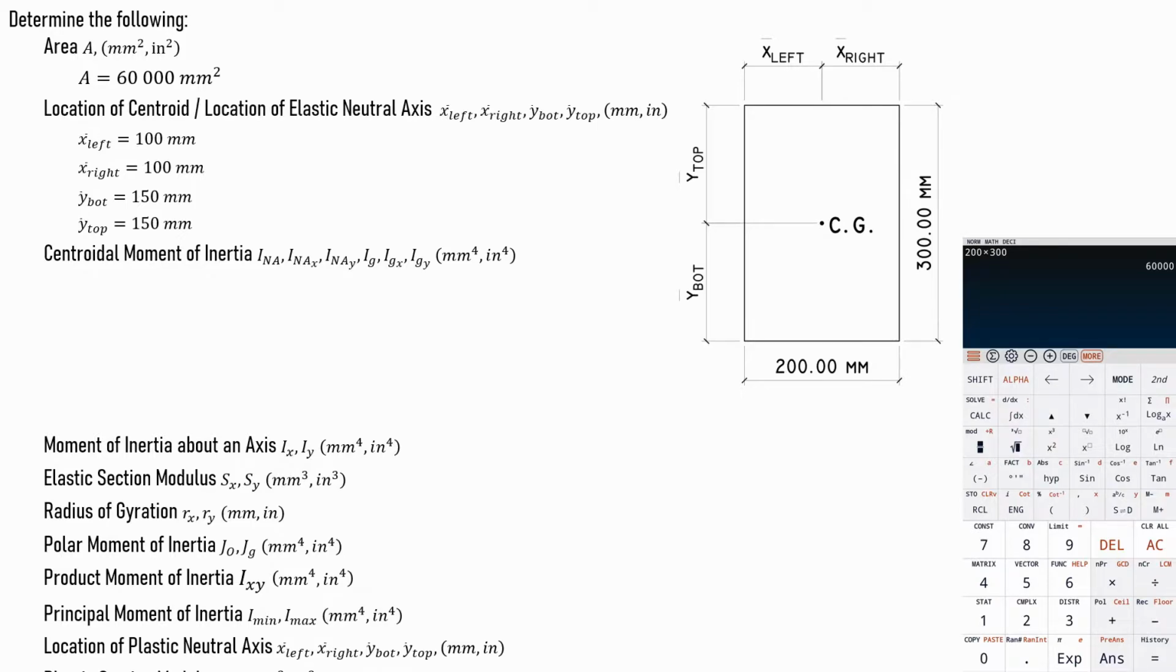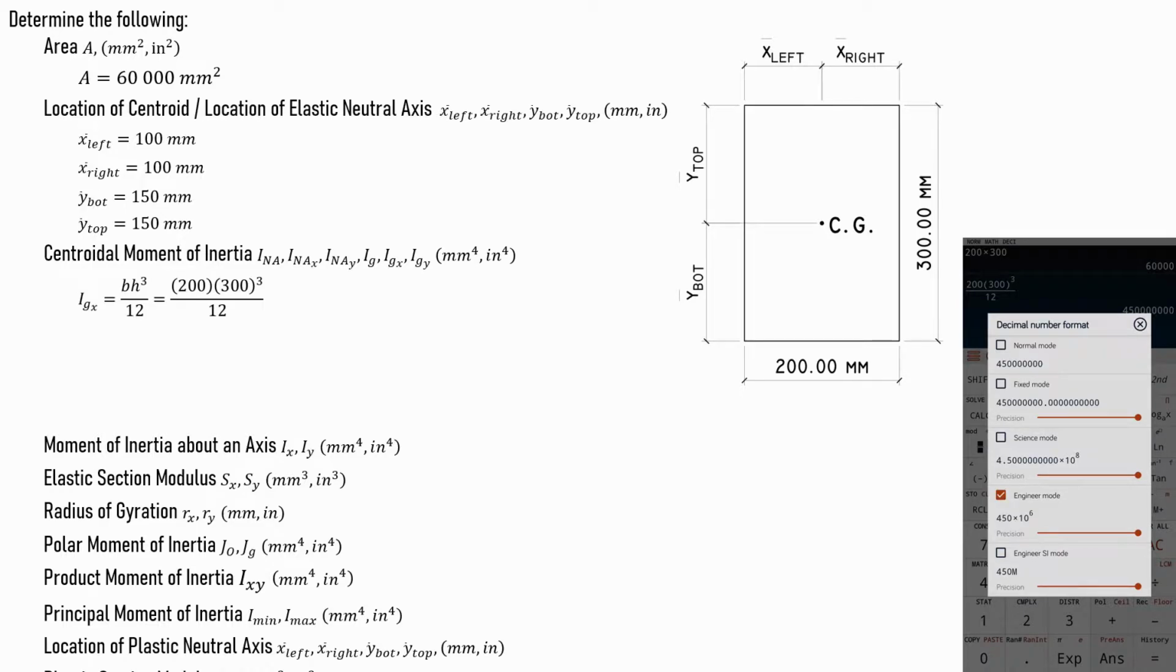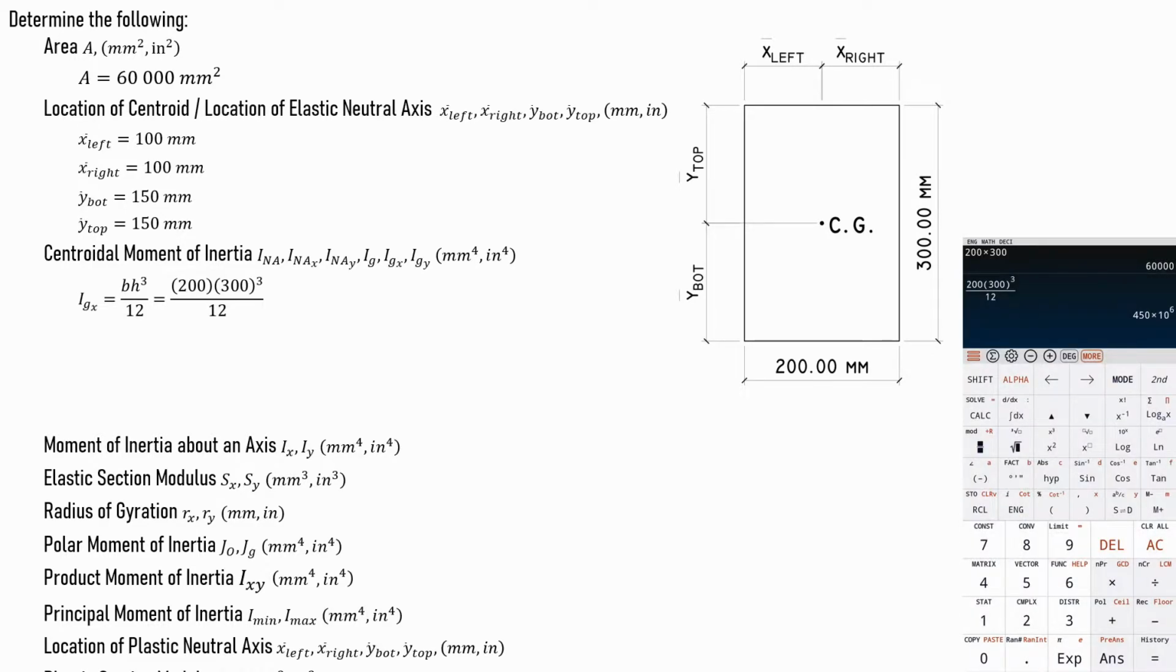Next naman yung centroidal moment of inertia. So kapag rectangular section, yung moment of inertia natin, BH cube over 12. So madali lang, no? So IGX is equal to direct substitution lang, BH cube over 12, yung B ay 200, tapos yung H ay 300, tapos cube over 12. So solve natin, 200 times 300 cube over 12. Lagay natin engineering notation. So 450 times 10 raised to 6 millimeters raised to 4.